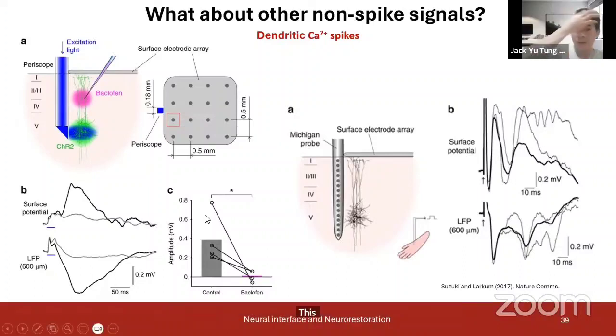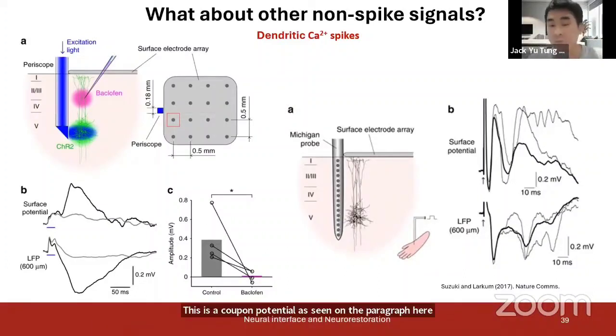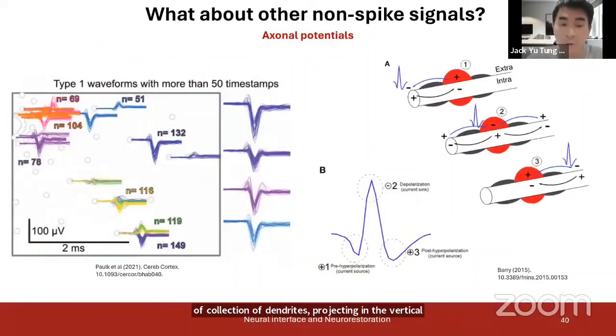They also elicited sensory evoked dendritic calcium spikes by applying an electrical current to the skin and measuring cortical responses, again demonstrating that fairly large amplitude and slow calcium spikes can be captured. So unlike single unit spikes, these are summated activities of a collection of dendrites projecting in the vertical direction, along the vertical column. And another possible waveform is axonal potentials for axons that travel very close to the pial surface.